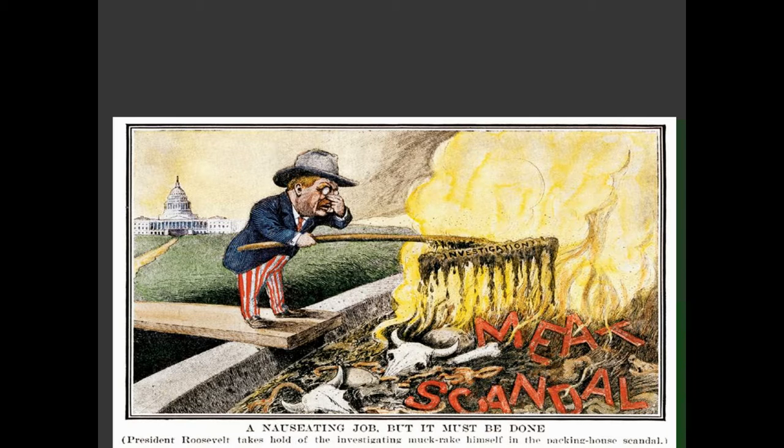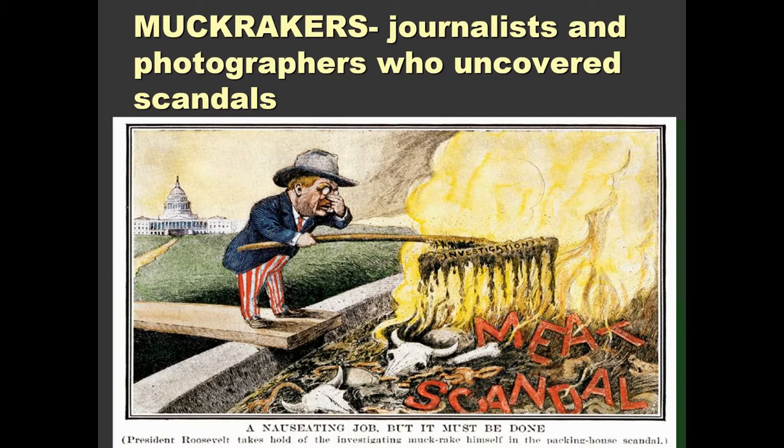There's no government inspection that's enforced, nothing like that. So when the public reads The Jungle, it causes a huge uproar because people realize how disgusting and dirty the food supply is. And Teddy Roosevelt, who's president at the time, gives a nickname to Upton Sinclair and other journalists, and he calls them muckrakers. They are journalists and photographers who uncover scandals. So in the case of Upton Sinclair, when he wrote The Jungle, he is uncovering this huge problem in the meat packing industry. And that is what Roosevelt is talking about in this cartoon here.